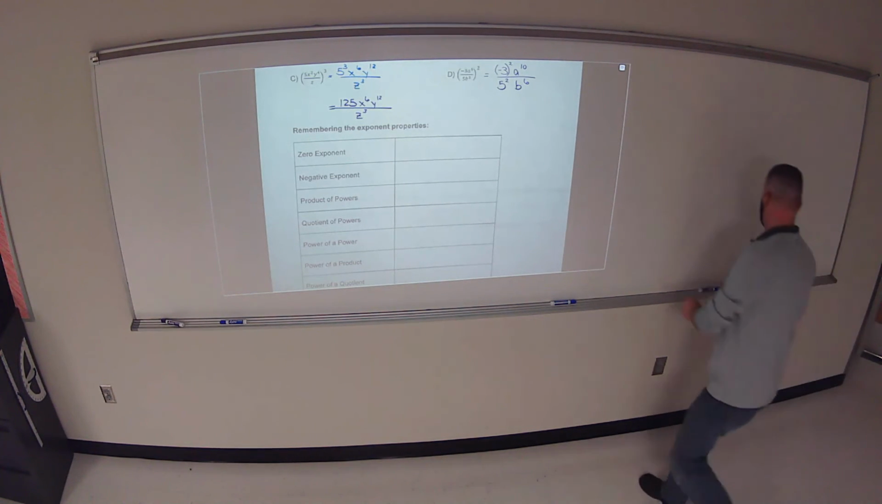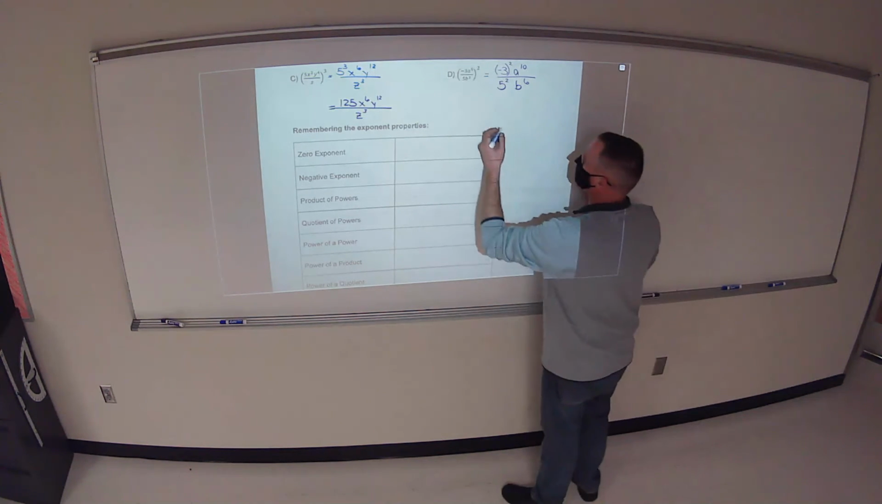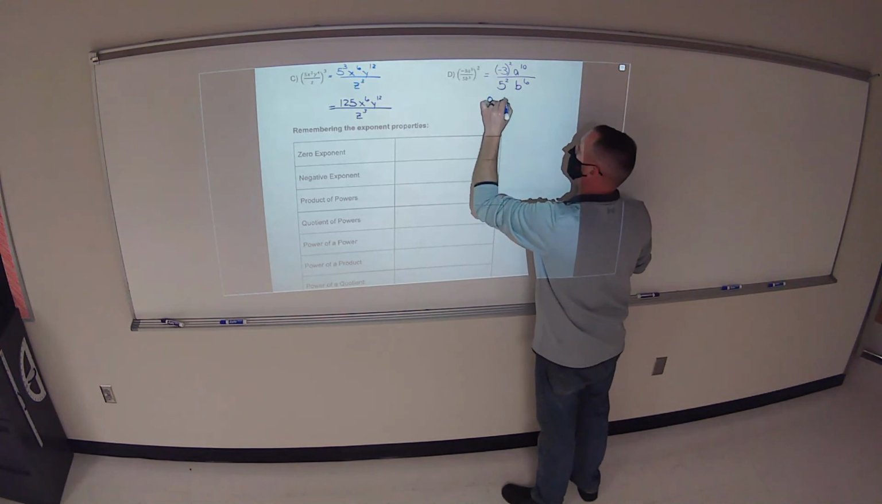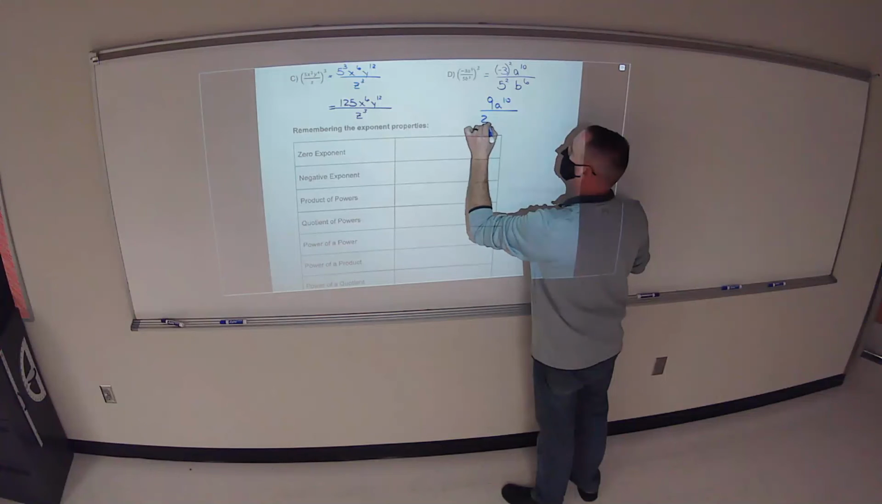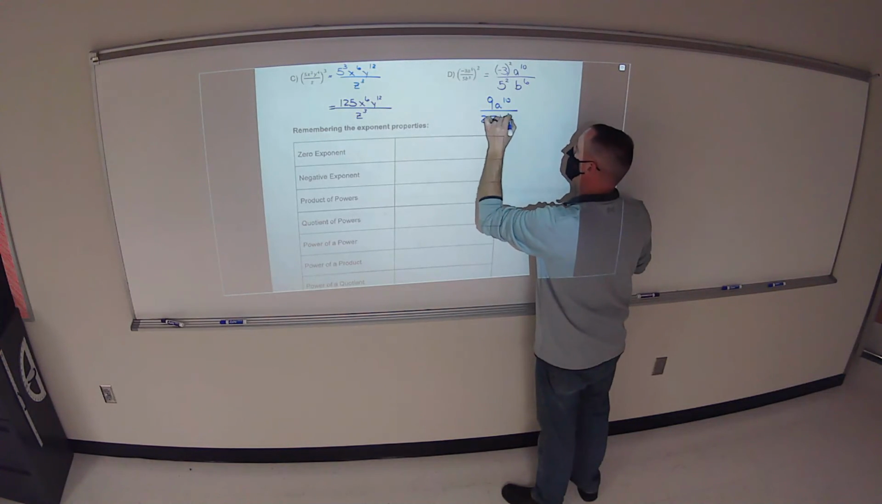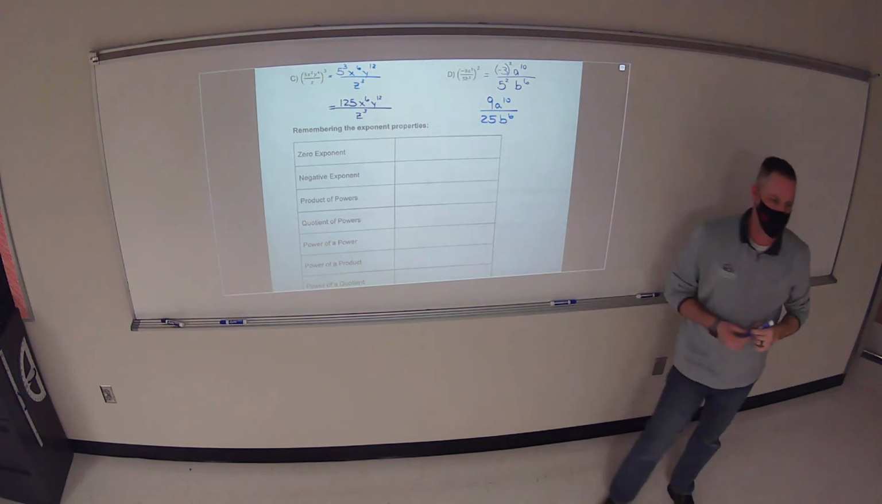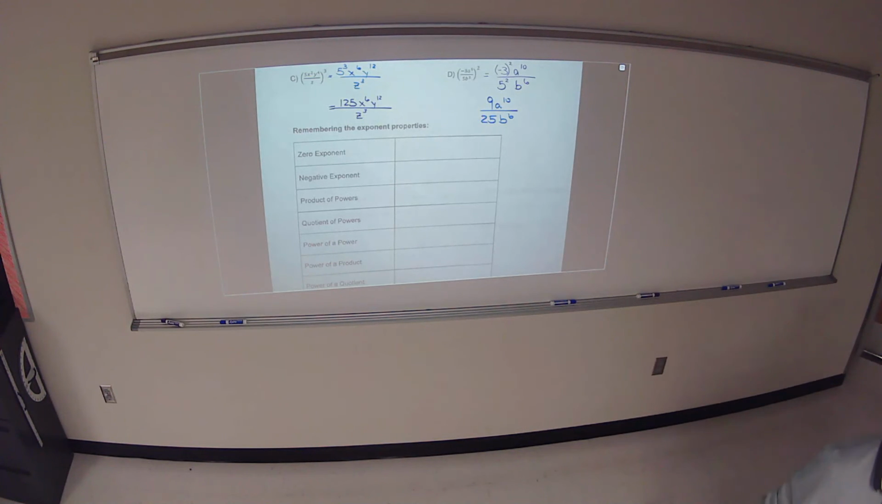What's negative 3 squared? 9. A to the 10th over 5 squared, which is 25. B to the 6th. Yeah, I do not have any like bases. I do not have any 0 exponents. I do not have any negative exponents. That will be my final answer. Questions? Anyone?